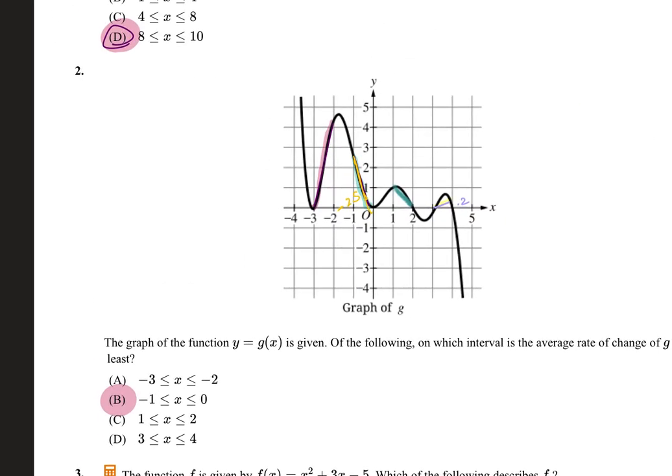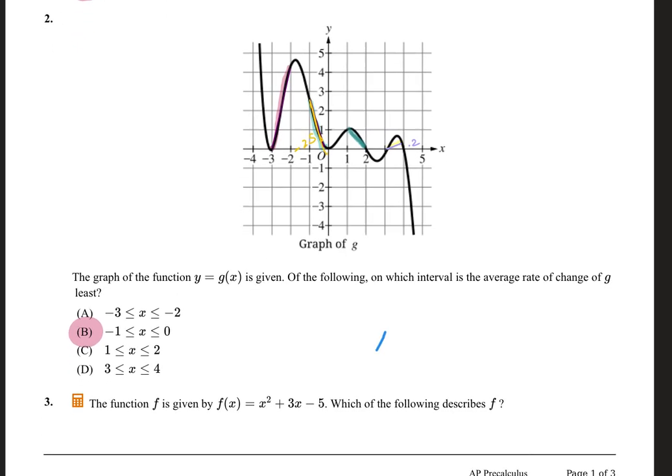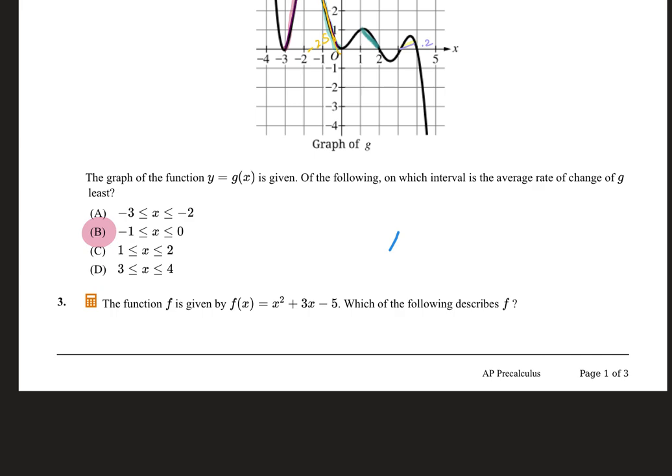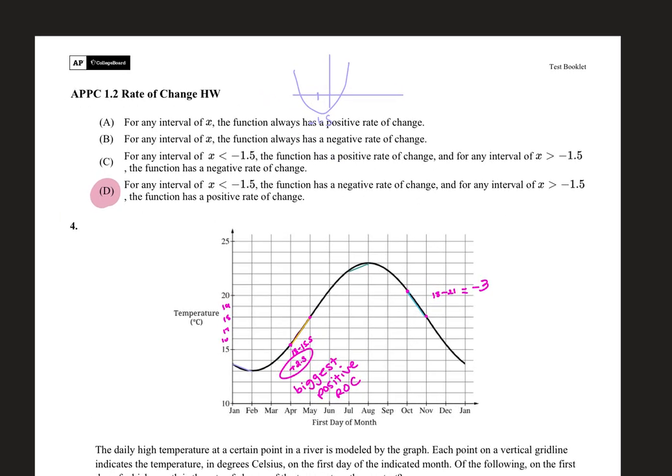For 2, you were kind of just looking at the steepness of that graph. It said in which one has the average rate of change the least. So you're looking for the least change, which was that 1 to 2. 3. Yeah, this was your graph. It asked you to graph it and then determine what was positive, what was negative rate of change.